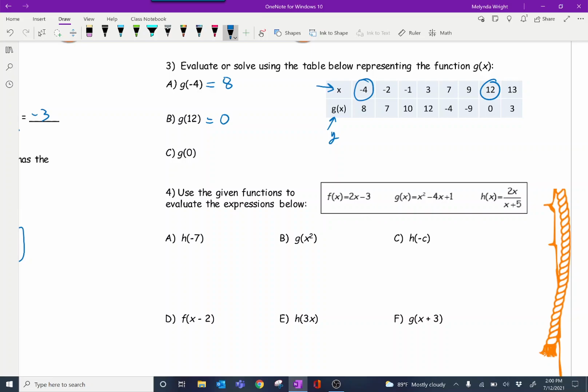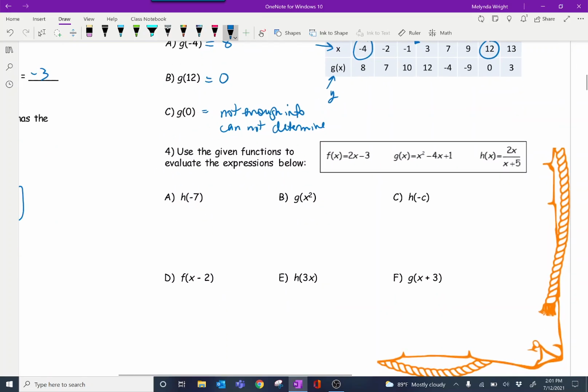G of 0, well, we don't have a 0. I guess if we had one, it would be slid right in there, but we don't have one. So we don't know. Maybe it exists at 0, maybe it doesn't exist at 0. We have no idea. So we cannot determine. We don't know what this is going to be. So you could put basically not enough information. You could put that. You could put cannot determine. So you have a few choices of what you could write here. We just don't know.